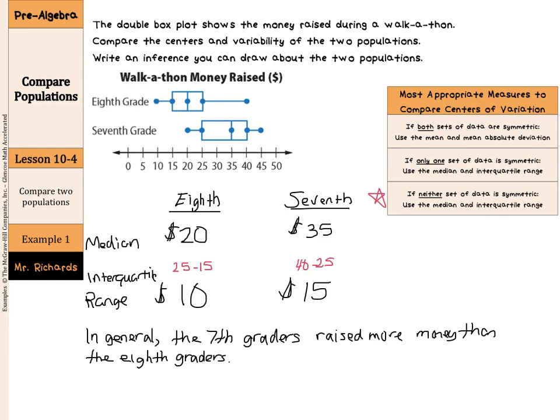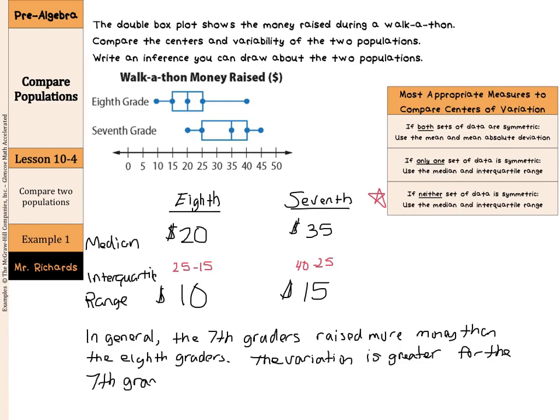But the thing with the 7th grade is their variation is also higher. They have an interquartile range of 15 when compared to just 10 for the 8th grade. And so we do need to make a note of that. The variation is greater for the 7th grade, which means what? Well, it means the data is more spread out.